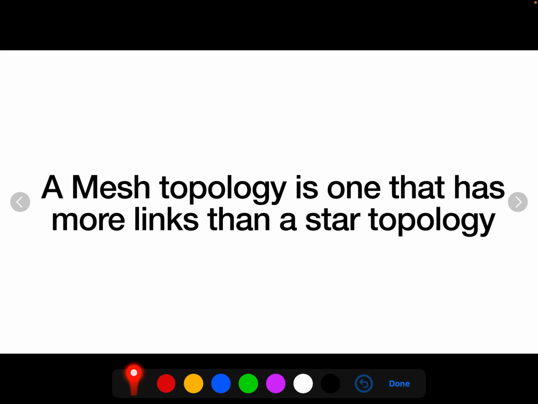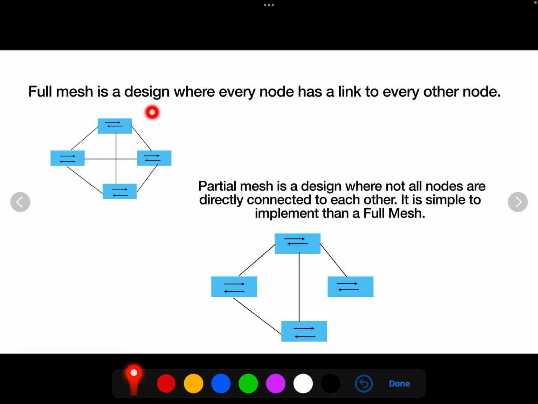Now, a star topology, you can imagine a node and then you got links coming out of it. Well, a mesh topology is like here. You've got the nodes connected to every other node in the topology. Partial mesh is not quite there. There's some links missing, so not all nodes are directly connected to each other. So it's a bit simpler to implement than a full mesh.